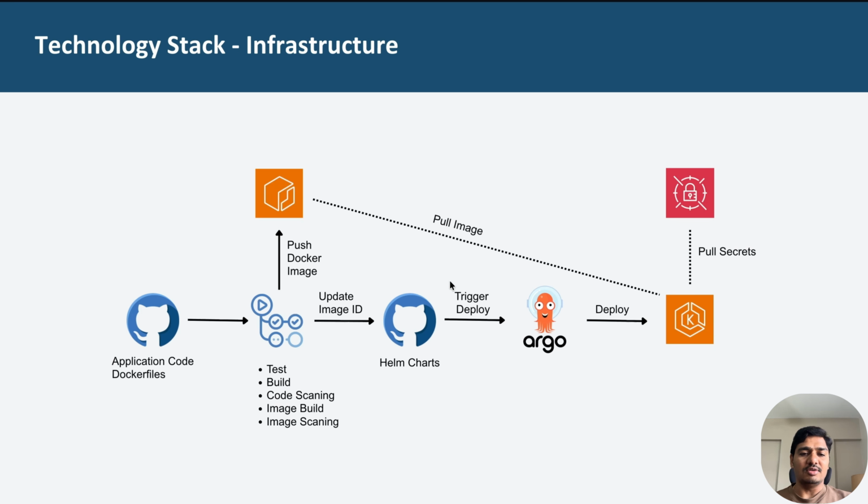After a few weeks, I have set up something like this. Developers commit their code onto GitHub and they raise a pull request onto the development branch. The moment they raise a pull request, it is going to run test, build, code scanning, build, image scanning. Once the image is built, it gets pushed into ECR, and also we are going to update our Docker image in the Helm charts so that our ArgoCD gets triggered and deploys it into the EKS cluster.